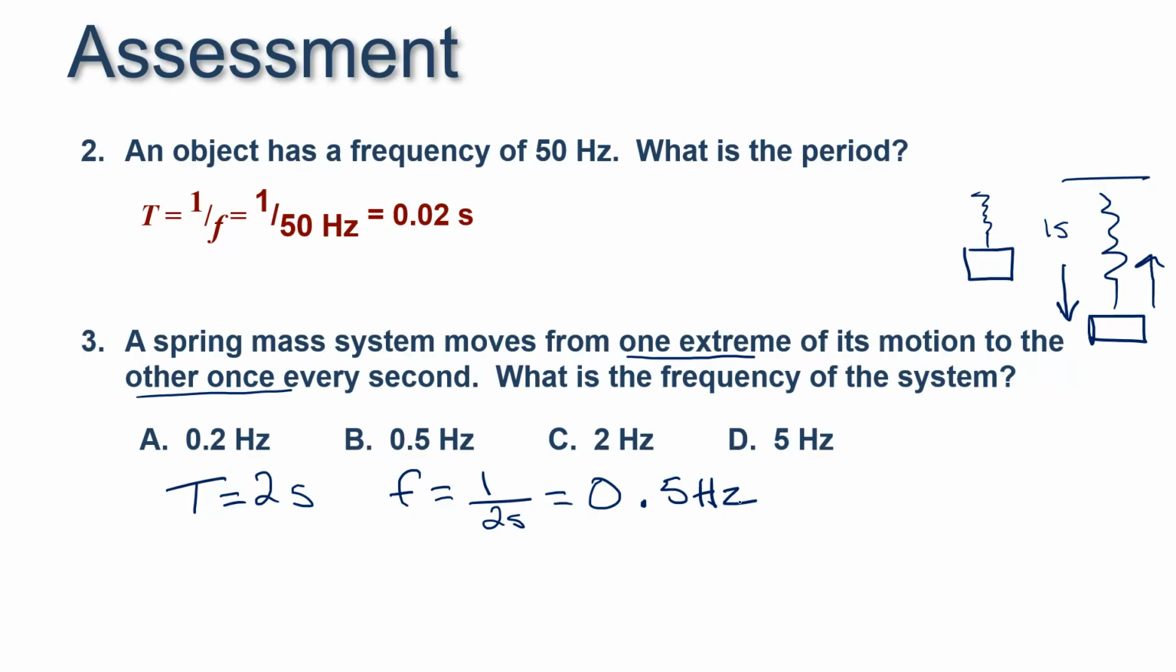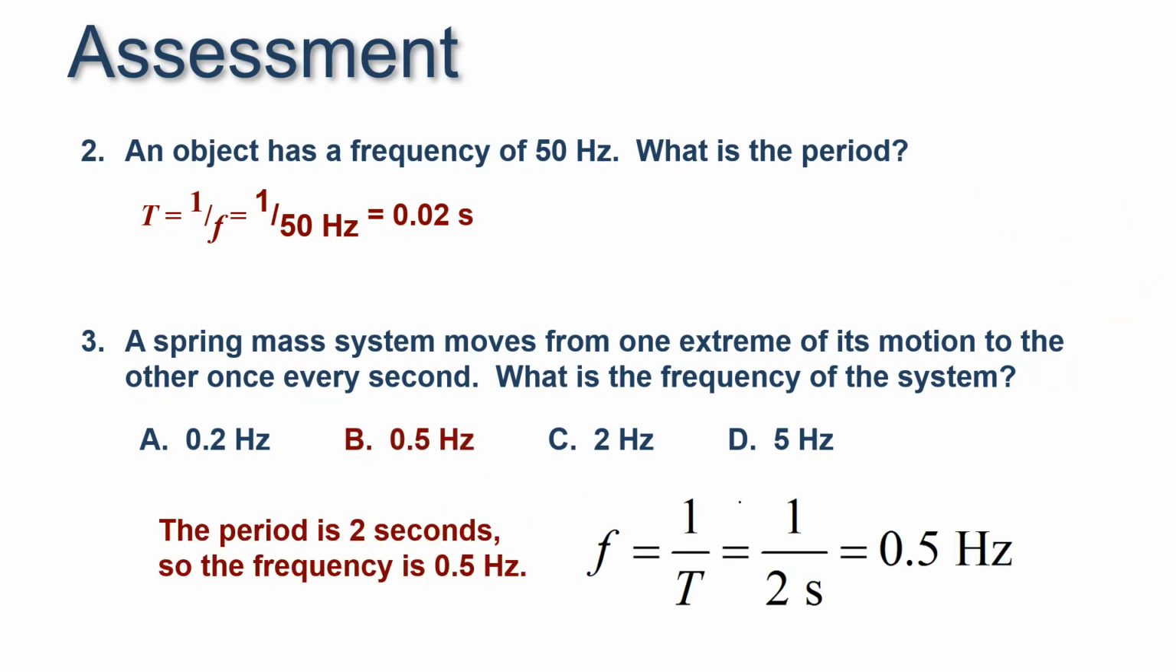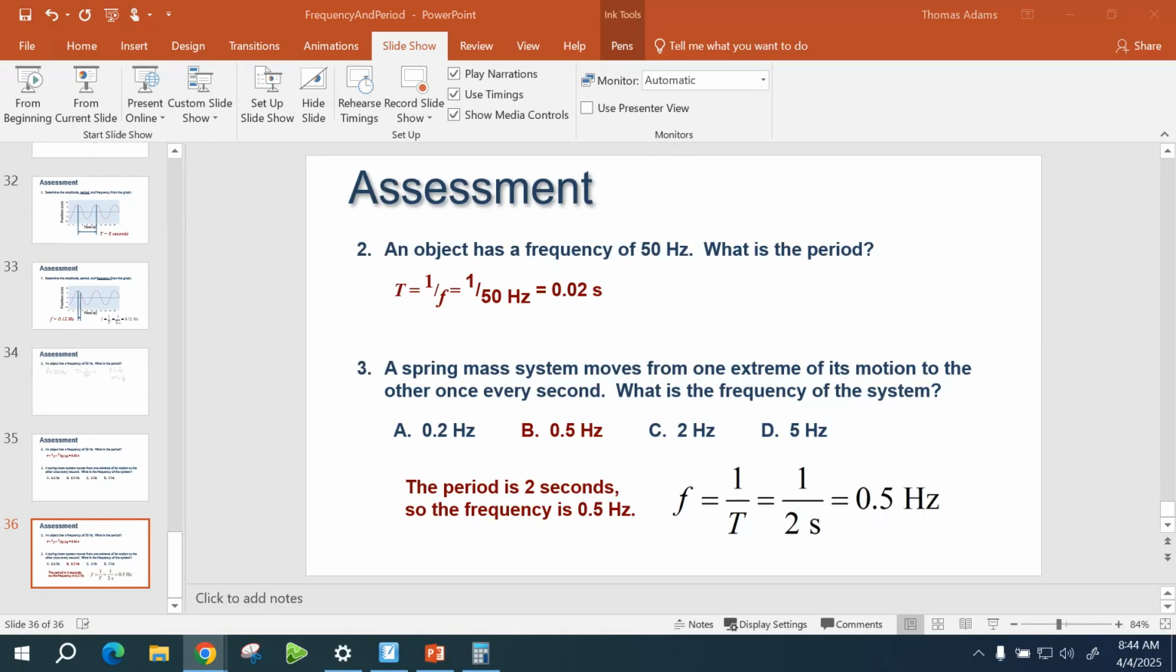I looked at all the answers. I said, none of the answers are 1 hertz. And I said, well, what am I missing? All right, let's double check that one. Does everybody have everything written down? Yeah, the period is 2 seconds because it takes 1 second to go down and 1 second to go up. That's it. All right, give me a second.